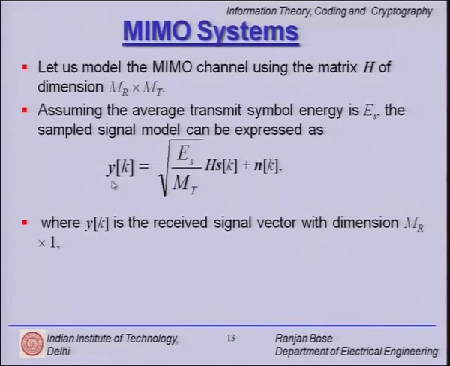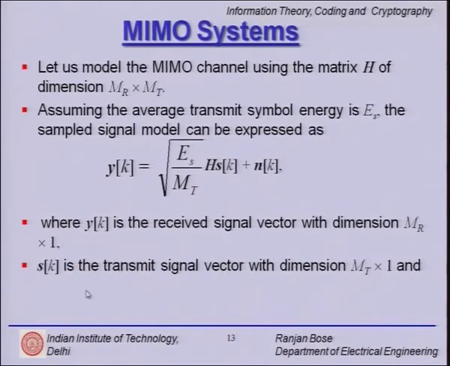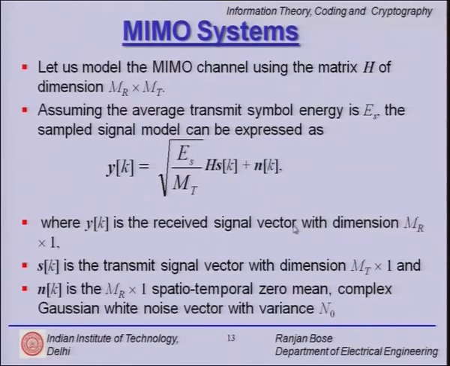So, what is Yk? Yk is Mr into 1, where Mr is the number of received antennas. Sk is the transmit signal, Mt is the number of transmit signals. T stands for transmit, R stands for receive. So, I can have vector, matrix, vector, vector. For Nk, I can assume a spatio-temporal zero mean complex Gaussian white noise with a given variance N naught. Let us put this as our system model.